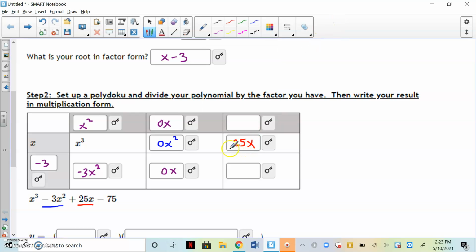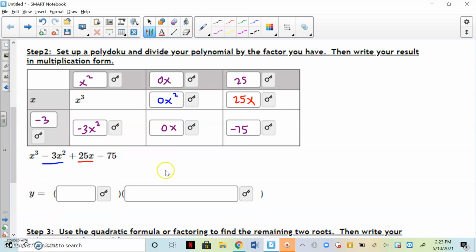All right, so now that we know that box, we can say x times what equals 25x? Well, that would be 25. And then 25 times -3 is -75. And we also know that there should be a -75 here just from this. This number always goes in this bottom right box. All right, so we have completed our Polydoku and we've divided our polynomials. And basically what we discovered is that x minus 3 times x squared plus 0x plus 25 is equal to this whole polynomial.